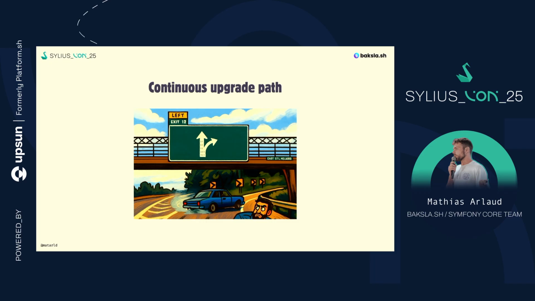Okay, and the BC promise includes something else, which is the continuous upgrade path. The continuous upgrade path is the strategy adopted by Symfony and Sylius to allow smooth version upgrades. Basically, it's better to have a sign saying exit in 500 meters than a sign saying exit now. It's already too late, normally. So Symfony and Sylius follow one rule: nothing has to change without being announced.